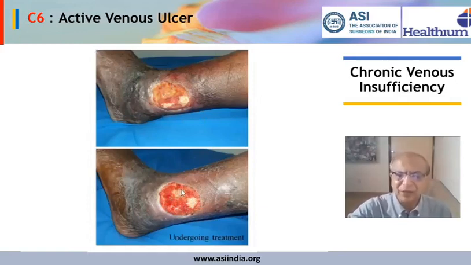However, a few days down the line after debridement and dressing, it is showing healthier granulation tissue. So this ulcer is undergoing treatment. However, it is under the CEAP classification of C6. It's an active venous ulcer.